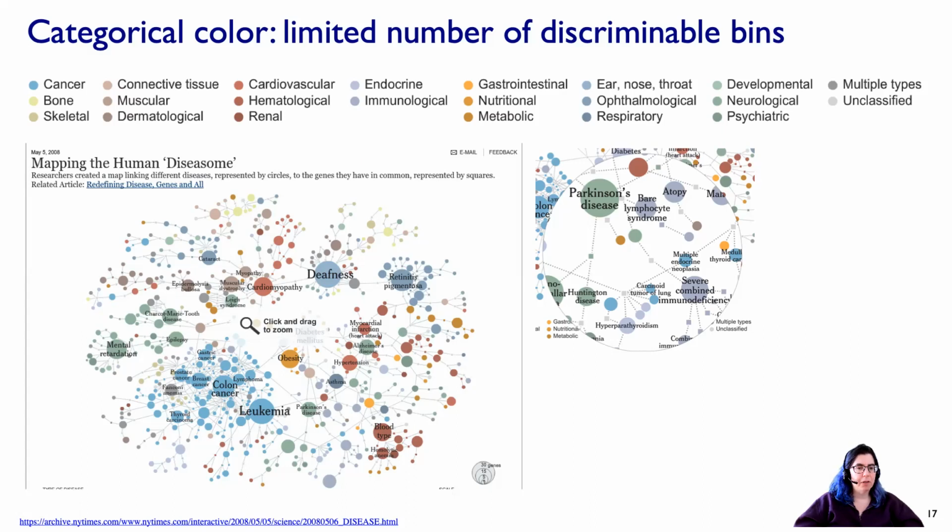I can definitely tell obesity apart from deafness because it's sort of orange versus blue. But when we look up here on this legend, colors that seem really distinguishable when they're right next to each other are really hard to tell apart when we've got these little scattered patches of color. So this is an example of trying to fit too many things into a color coding. Be very careful about the number of bins you try to use with categorical color.